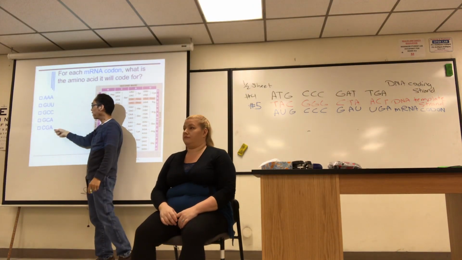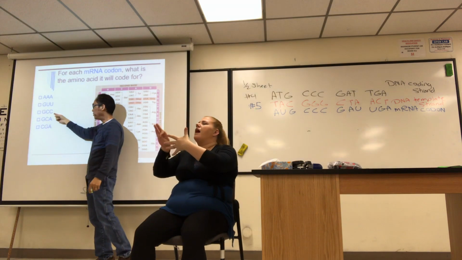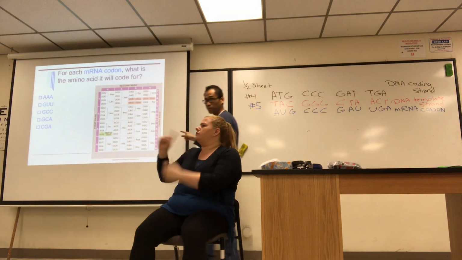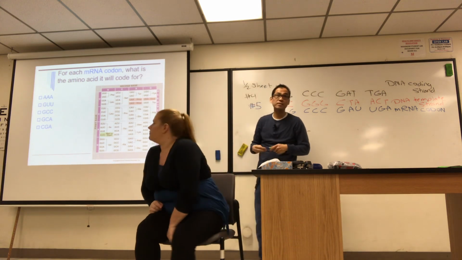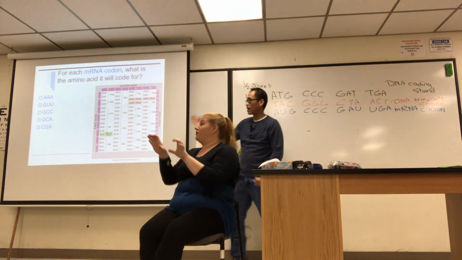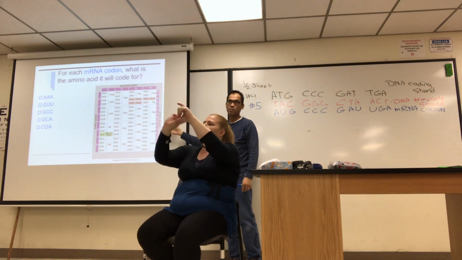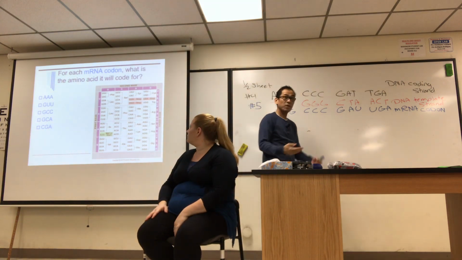1, 2, 3, 4, 5, okay? AAA, GUU, GCC, all of these. Read the table. You'll have to do this on the test. Lucky for you, I will provide this on the test, so you don't have to memorize the table. Just know how to use the table.